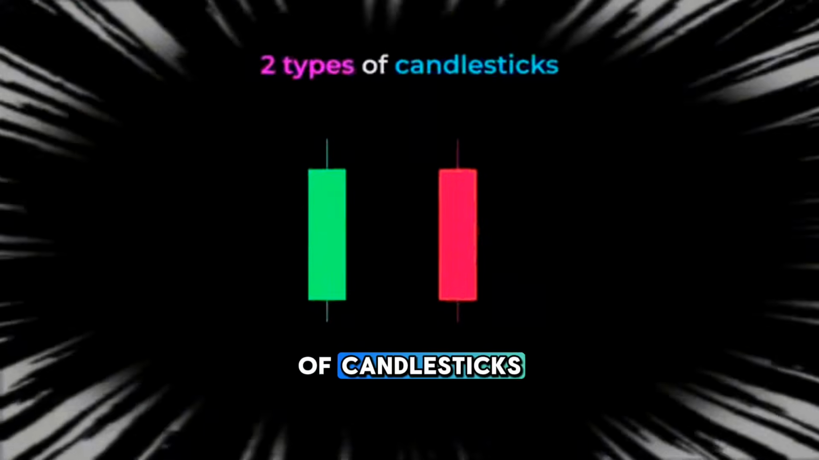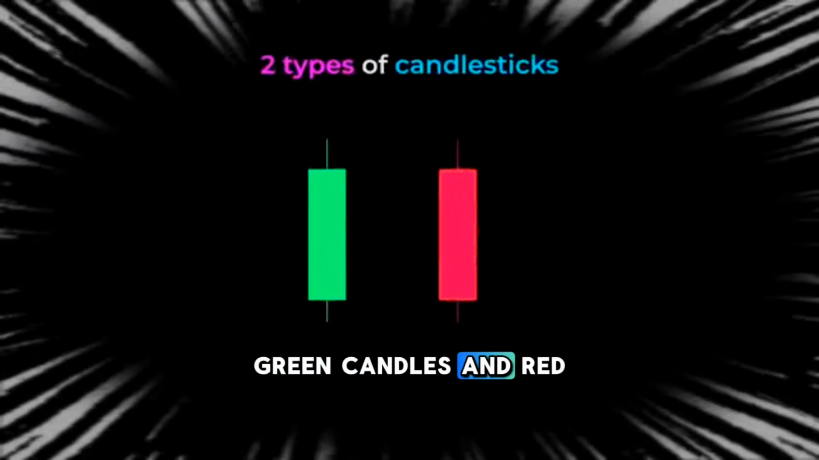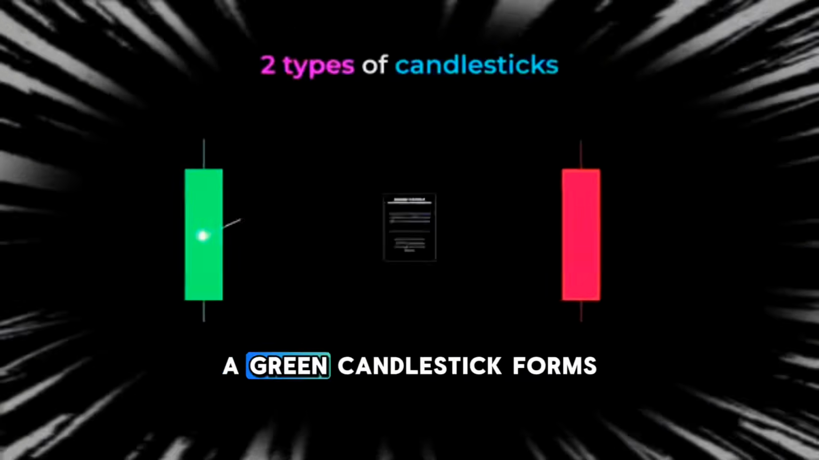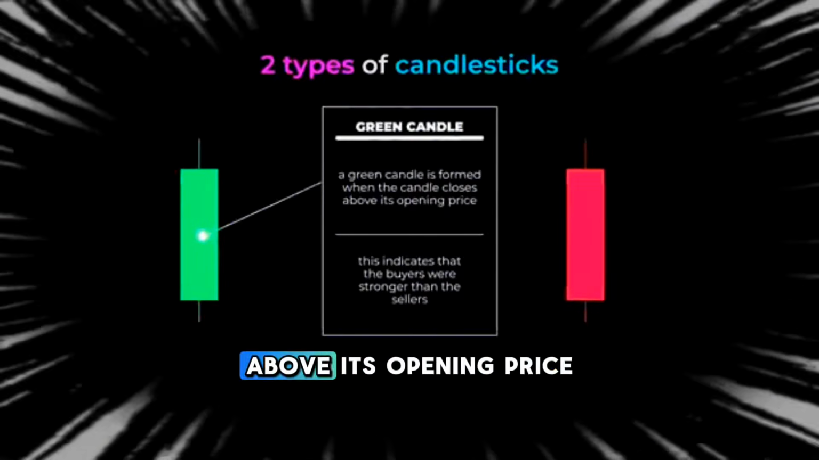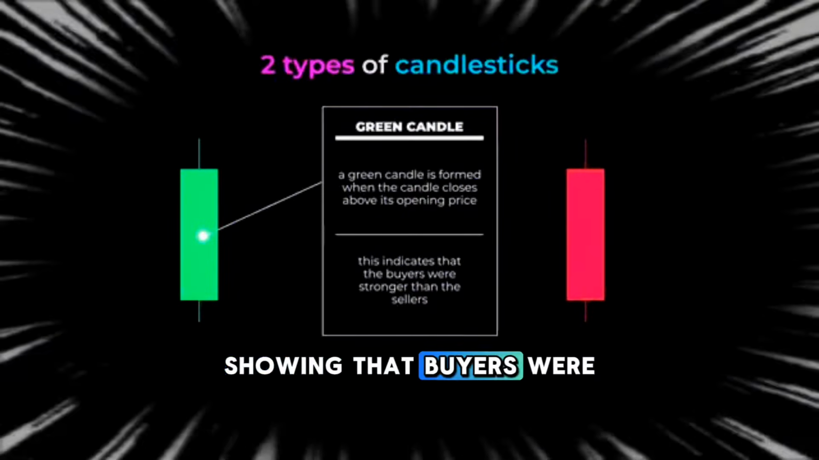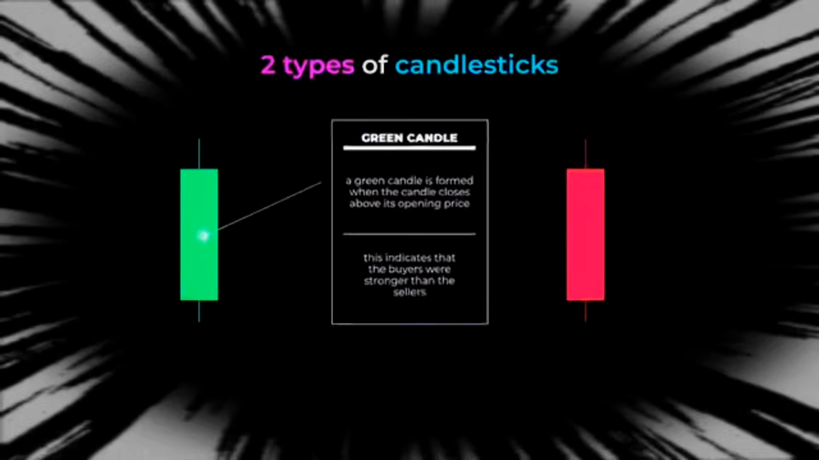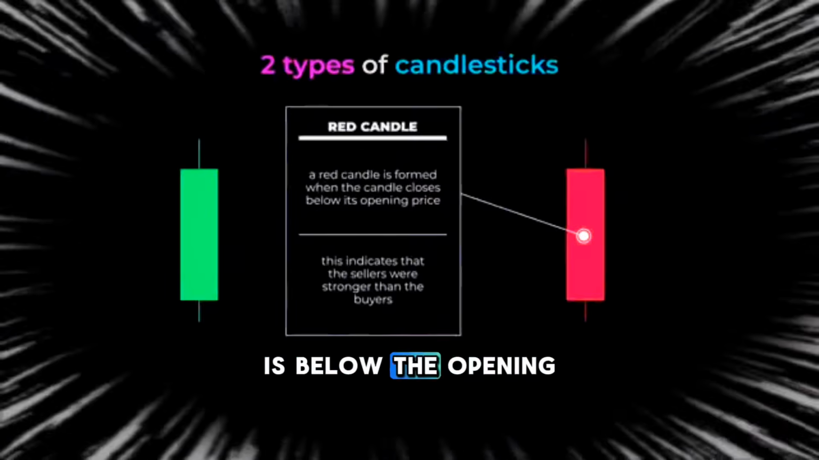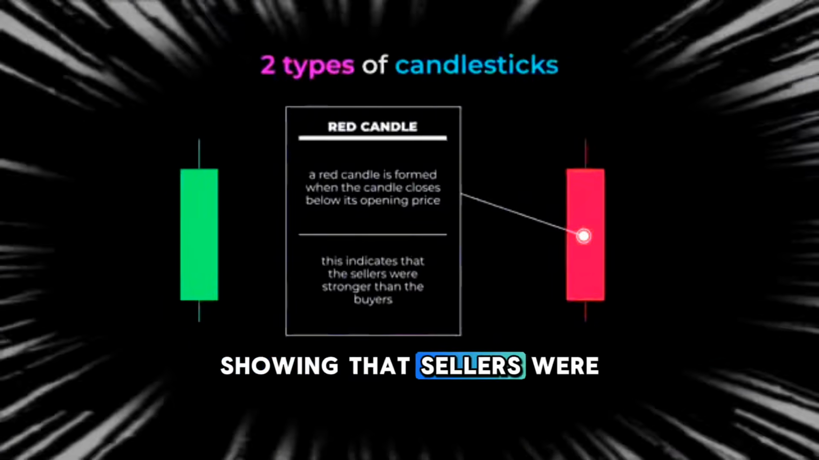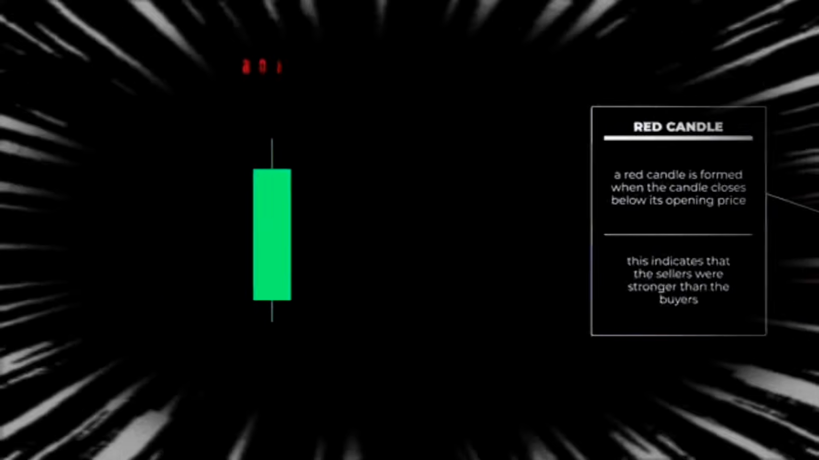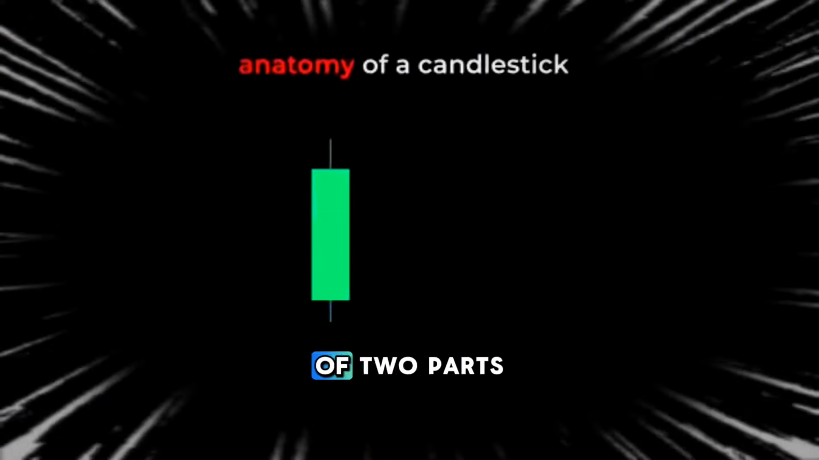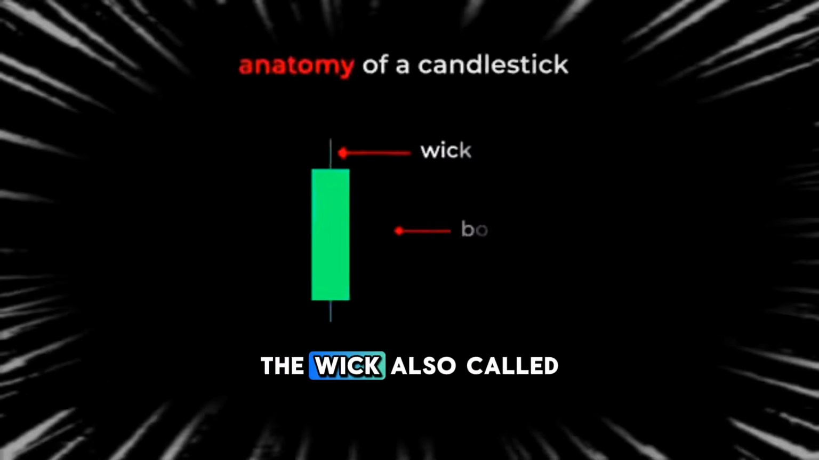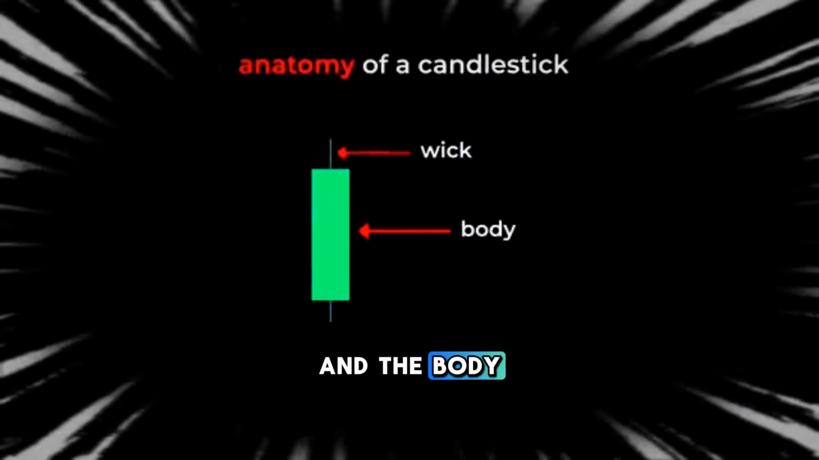There are 2 types of candlesticks, green candles and red candles. A green candlestick forms when the candle closes above its opening price, showing that buyers were stronger than sellers. Similarly, a red candlestick forms when the closing price is below the opening price, showing that sellers were stronger than buyers. A single candlestick consists of 2 parts: the wick, also called the shadows, and the body.